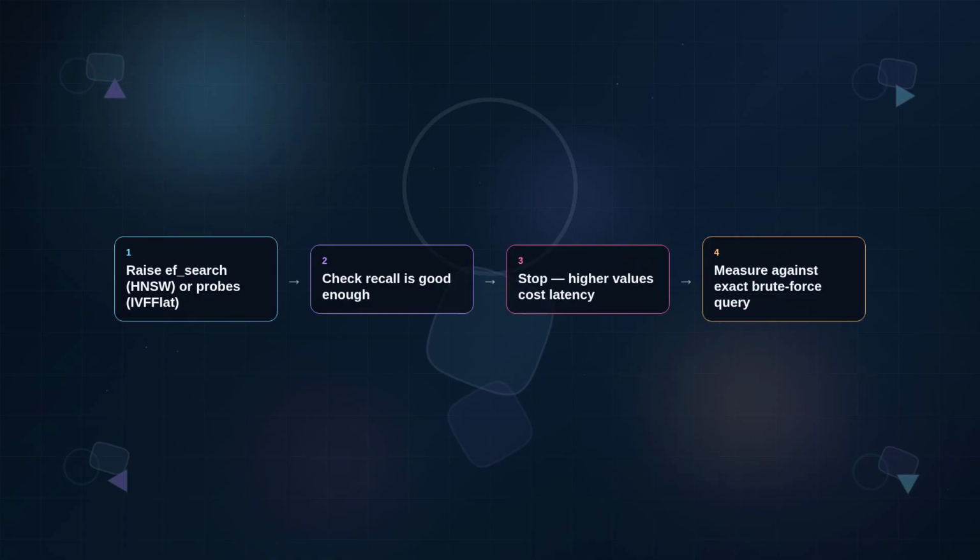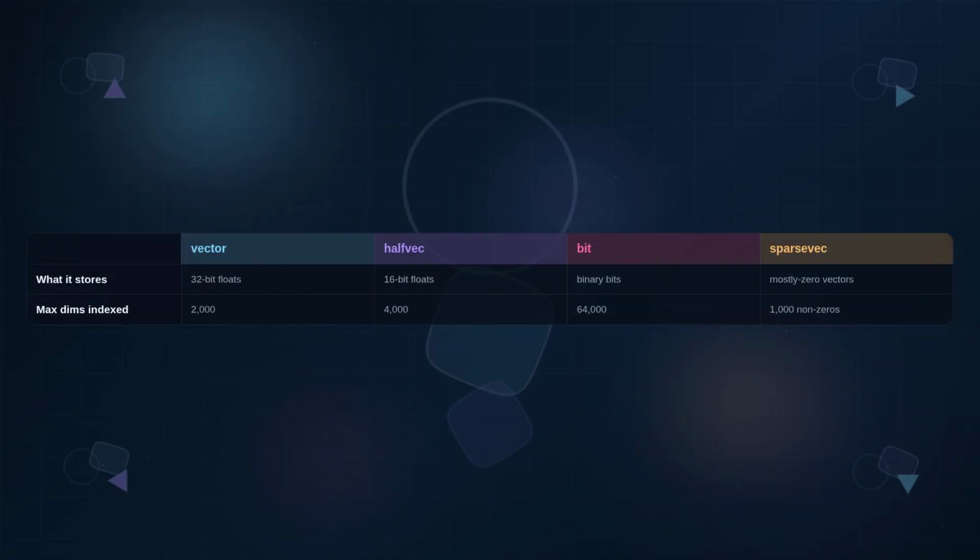Run the same query with no index on a sample of your data. Treat that as ground truth, and measure how many of those true neighbors your index actually returned. Tune against that number, not against a guess.